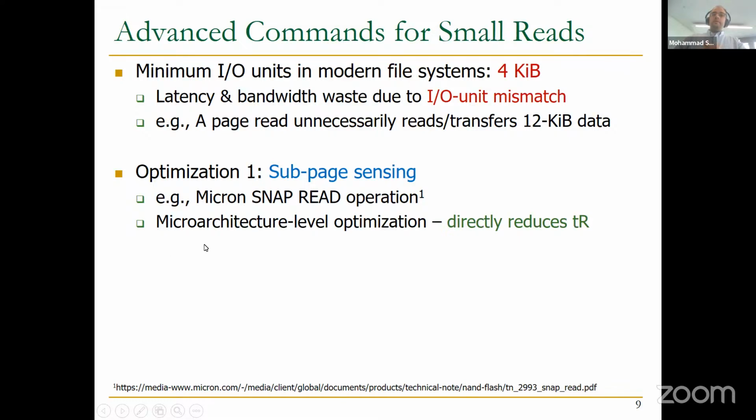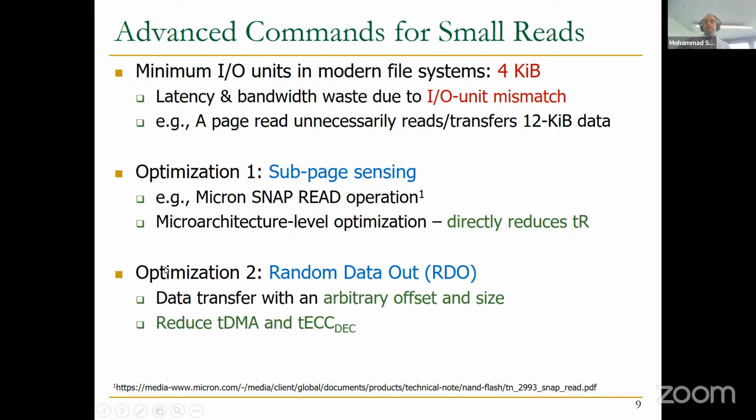So this is a microarchitectural level optimization that directly reduces TR. Imagine that your page is 16 kilobyte and you send a read command to your NAND flash chip that you want to read 4 kilobyte. This is called sub-page sensing. Since your access is less than a page, it can reduce the latency. So you will experience much faster TR in order to sense 4 kilobyte as opposed to sensing 16 kilobyte. So that's one of the optimizations that vendors are making.